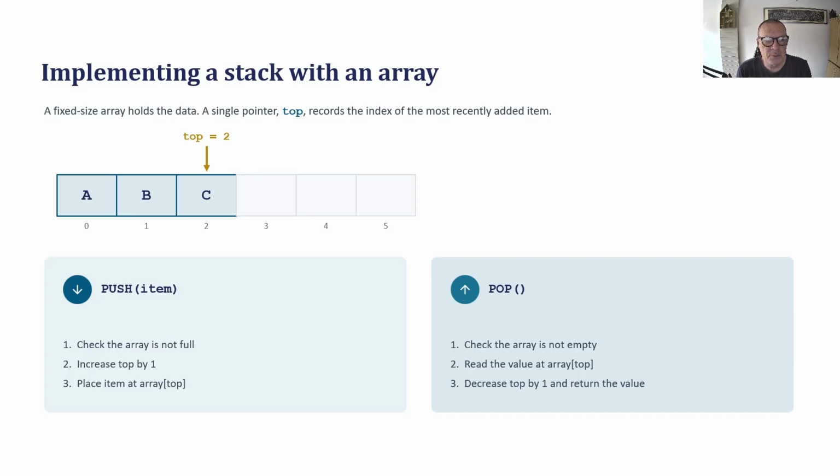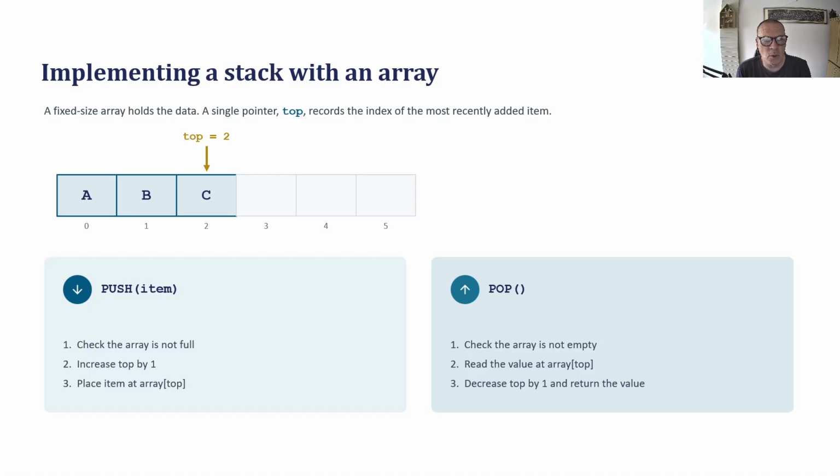And if we're pushing items on, first thing we do is check if the array is full or not. If it's not full, we increase the top by 1. If it is full, we're going to return something that indicates that the stack is full. So we don't carry on and try and continue processing when we're unable to put something onto the stack.